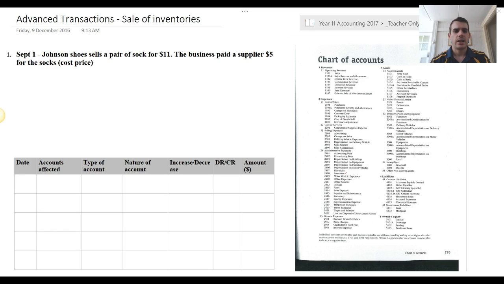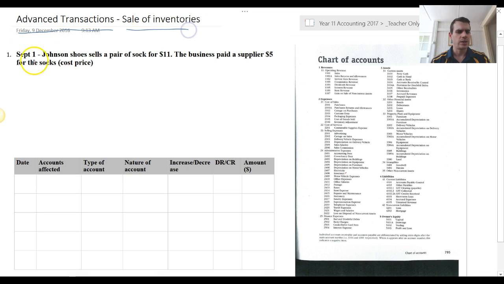In this video, we're going to be looking at an advanced transaction involving the sale of inventories. So let's look here to start. On September 1, Johnson Shoes sells a pair of socks for $11. The business paid a supplier $5 for the socks, so that was the cost price. So a business bought a pair of socks for $5 and then sold it to a customer for $11.